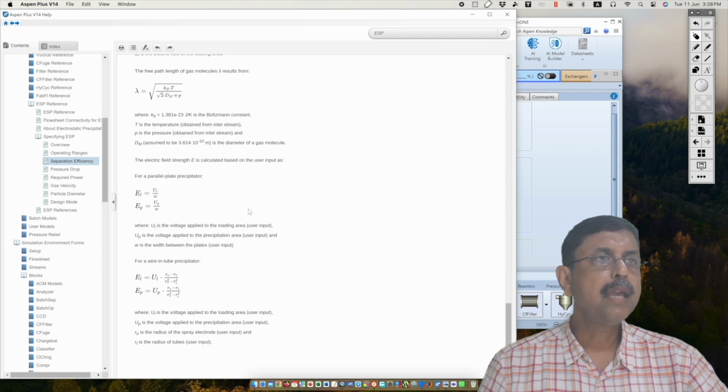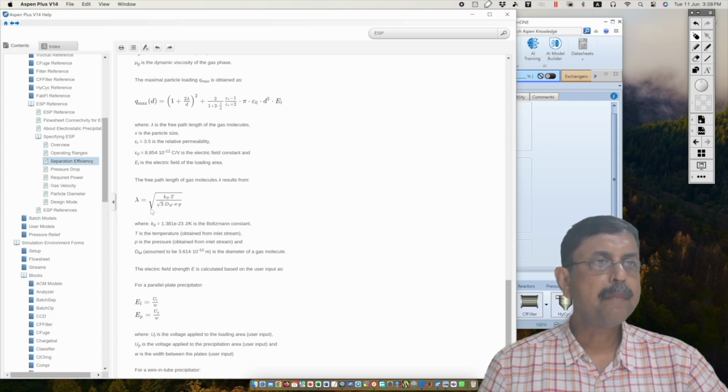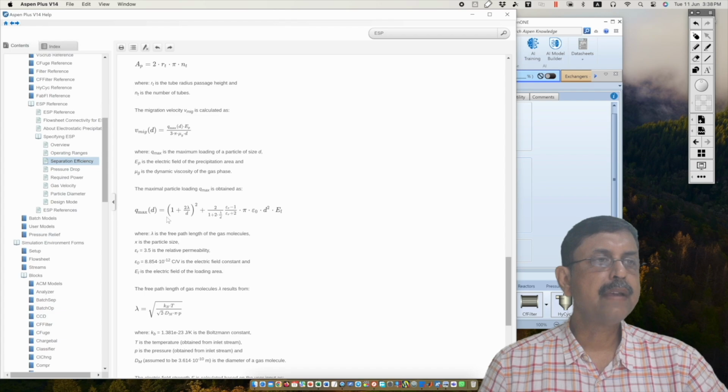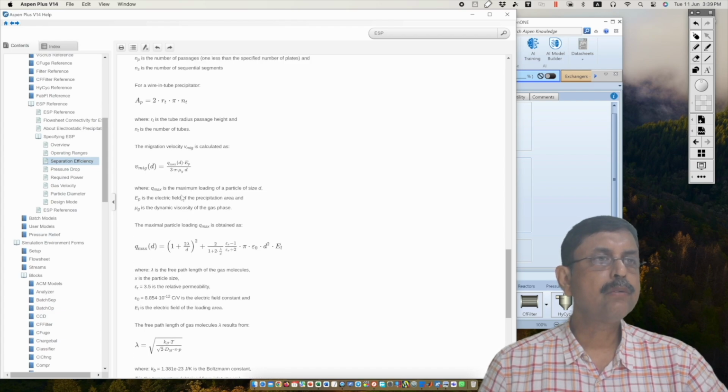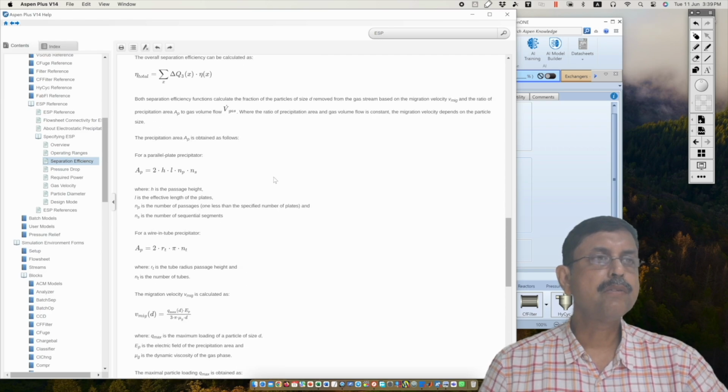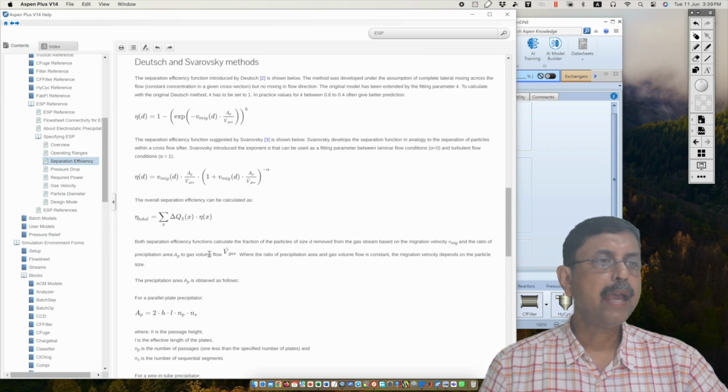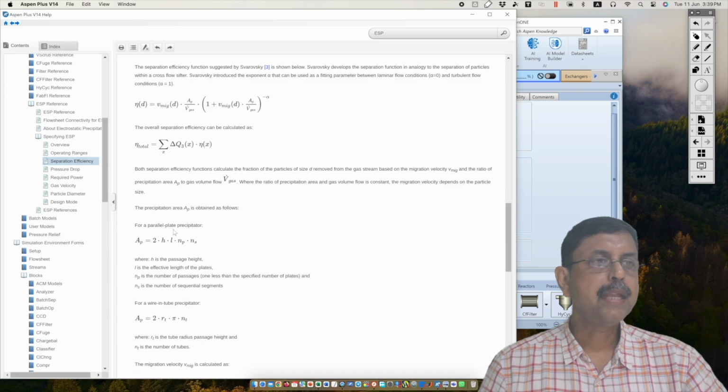Accordingly, EP, EL will be calculated, lambda will be calculated. You put those values over here, Qmax will be calculated. You put the value over here, V mig, or the migration velocity, will be calculated, and AP is the precipitation area. So for a parallel plate precipitator, AP will be 2 times H times L. H is the passage height, L is the effective length of the plate.